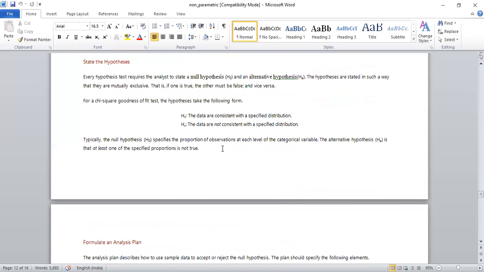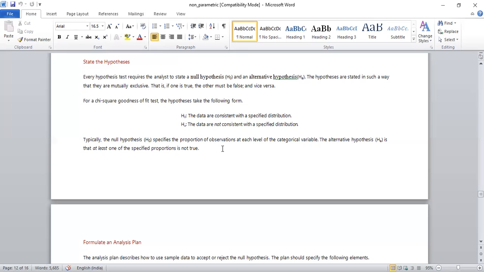So state the hypothesis. Every hypothesis test requires the analyst to state a null hypothesis and an alternative hypothesis. Okay, so the hypotheses are stated in such a way that they are mutually exclusive. That is, if one is true, the other must be false, and vice versa.